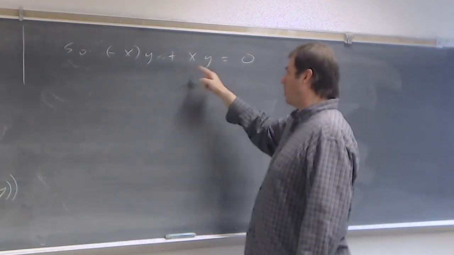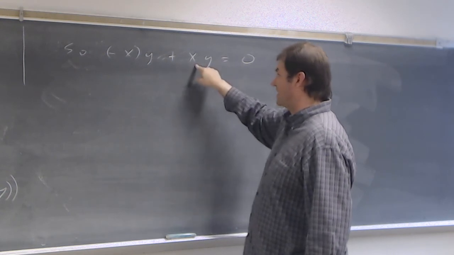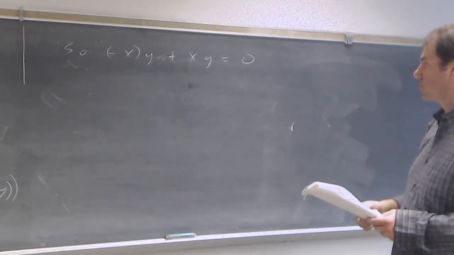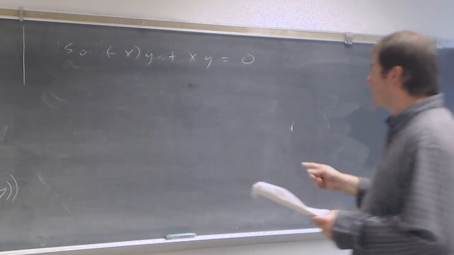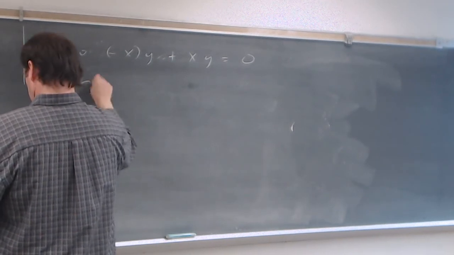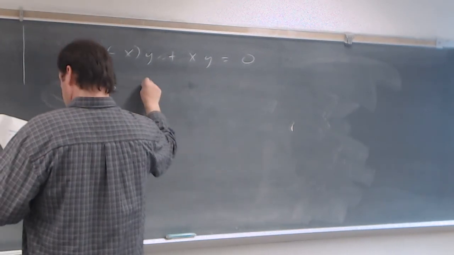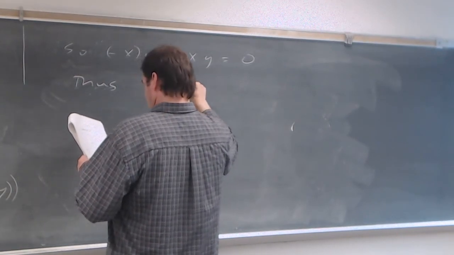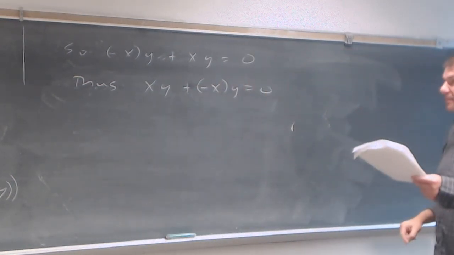So by the previous part of the proposition, if you've got x plus y equals 0, that means that this y, the secondary guy, had to be equal to minus this. But I'll rewrite that. First, I'll say, thus, let's rewrite this, that x times y plus minus x times y equals 0 by commutativity.